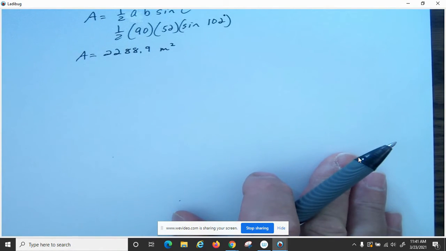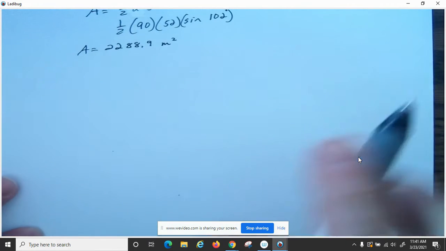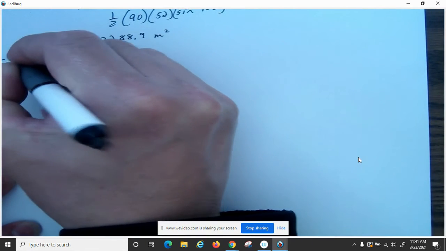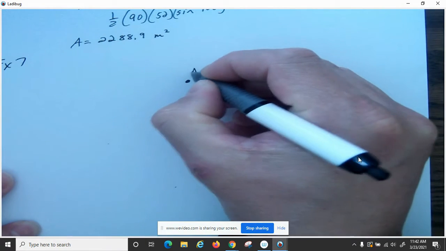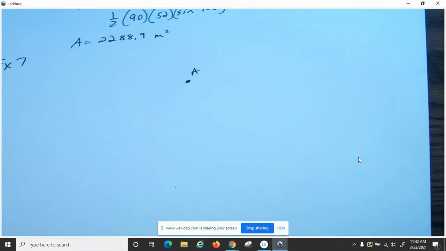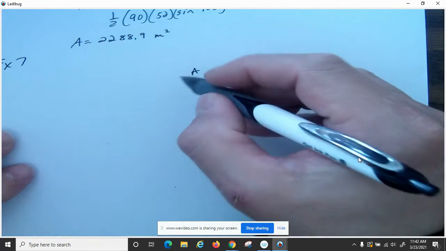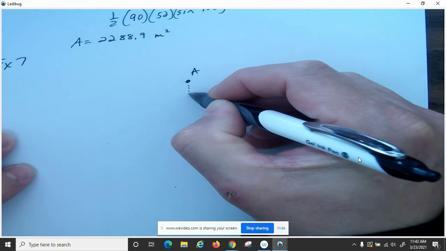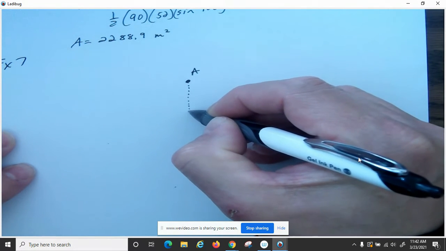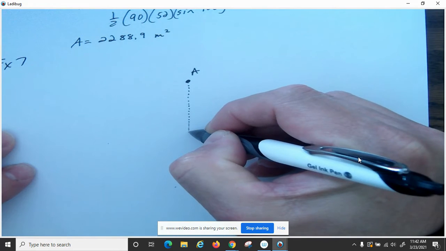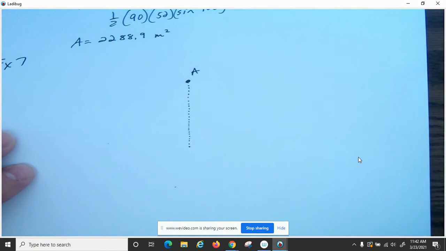All right, so let's draw this out. Okay, so first off, this is example 7. I need a point A, so let's call that A. All right, so the race starts here and proceeds in the direction of south 52 degrees west. South, let's draw a dotted line. South is going to be directly straight down. North, by the way, would be straight up. East would be directly to the right, and west would be to the left.